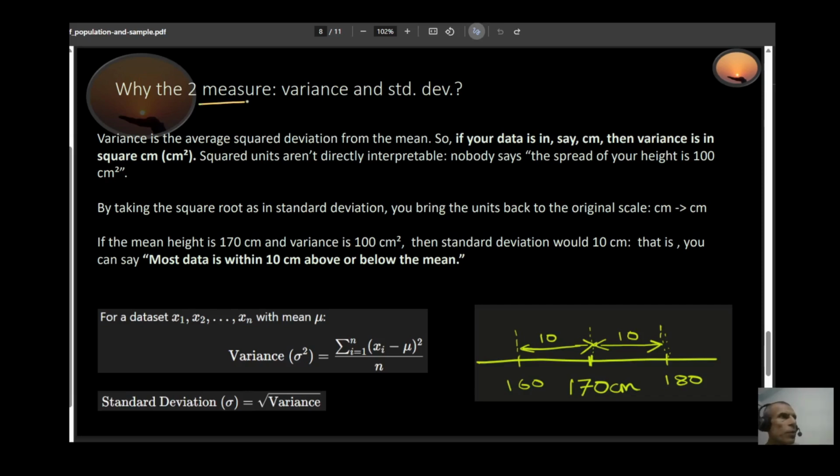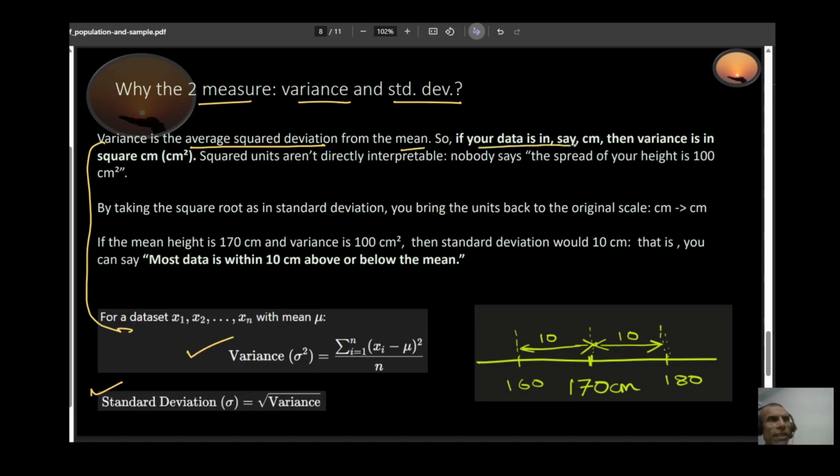So why do we need to measure both variance and standard deviation when you can find the spread using your variance, or you can use your standard deviation? Well, the answer is this. Your variance is the average squared deviation. You can see by looking at the formula right here. Okay, it's the average squared deviation from the mean value.